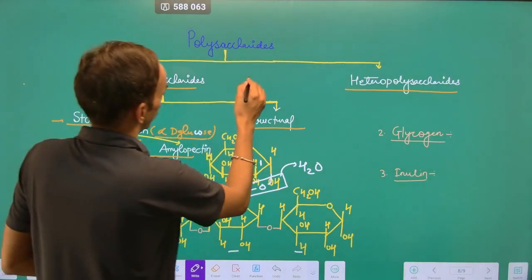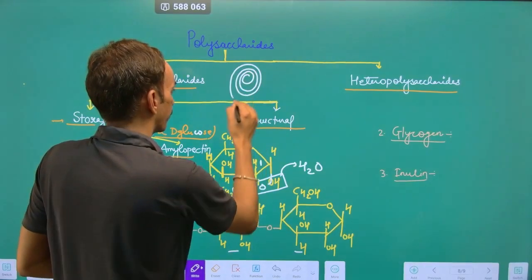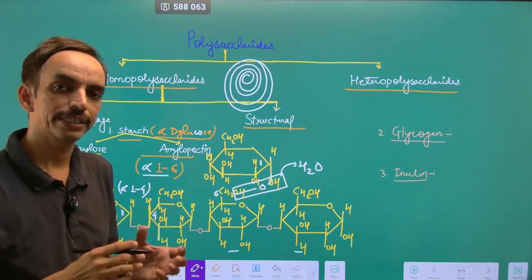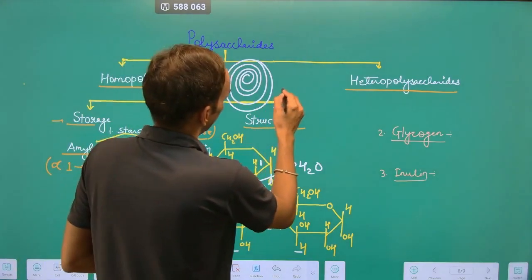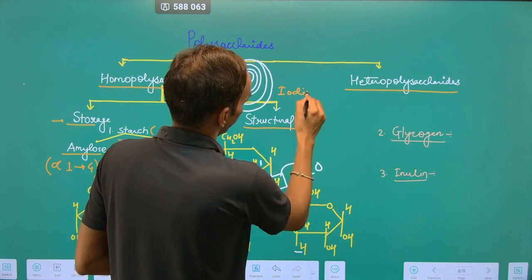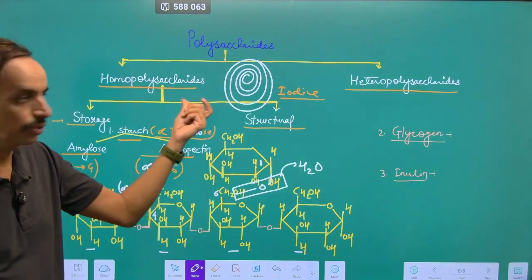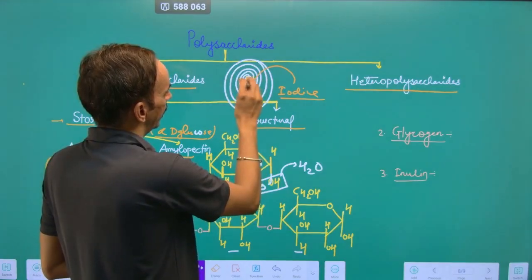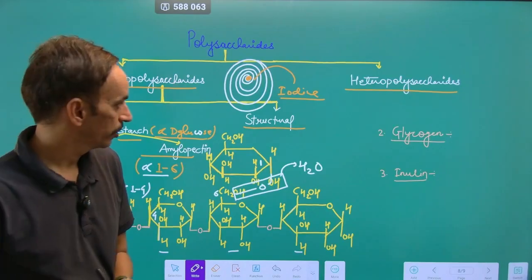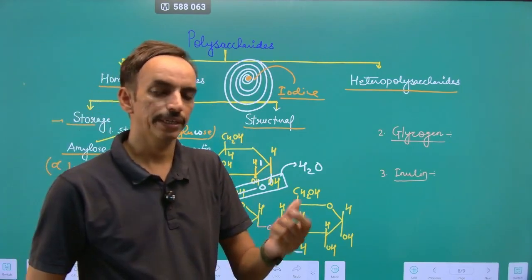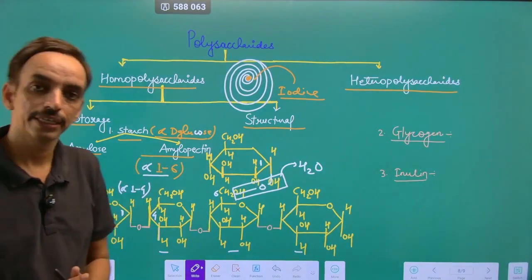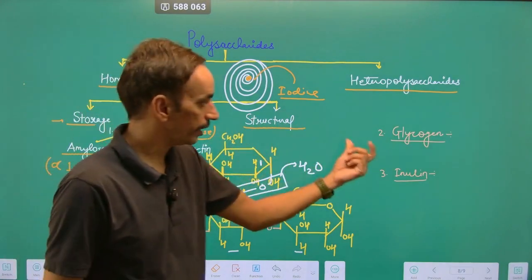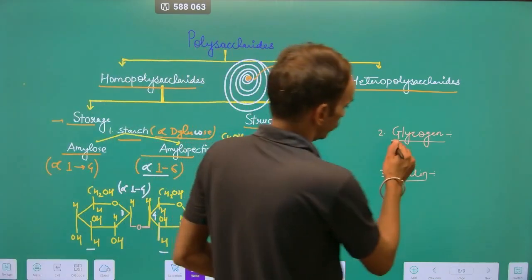Starch deposits in the form of concentric rings due to the presence of these alpha 1,6 linkages that occupy lesser space, and starch is identified by iodine due to the presence of these grooves, because the size of iodine is identical to these grooves. So this is the reason why starch can be identified by iodine due to the presence of these alpha 1,6 linkages.